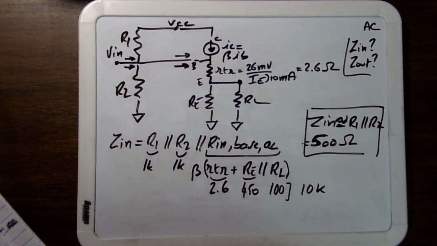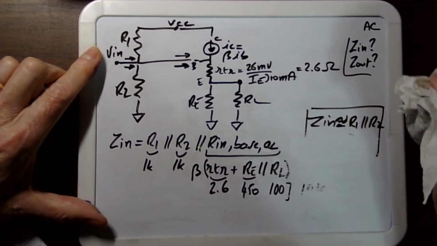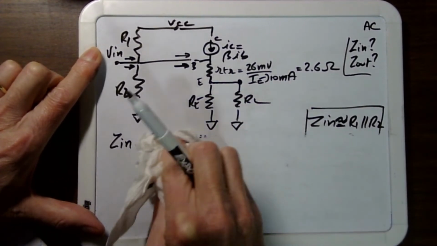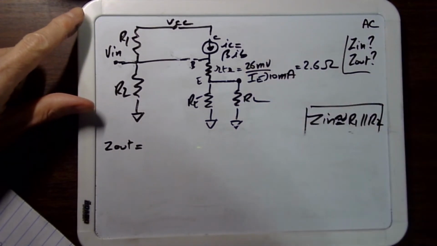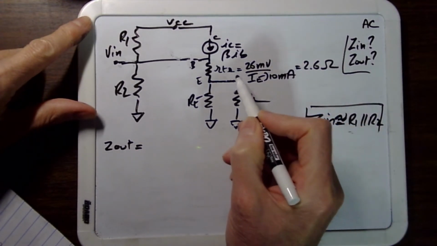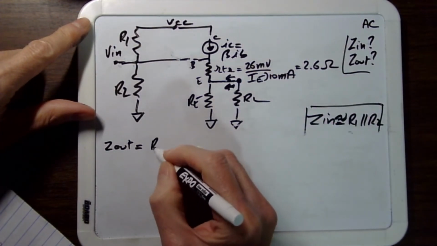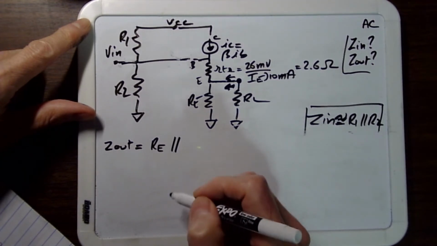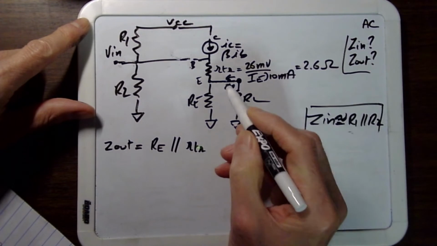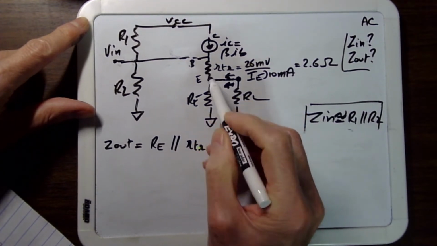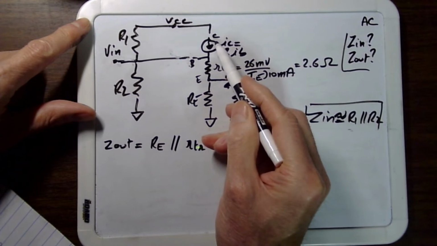We can look at Zout. Why not? So let's get rid of this. Zin is about R1 parallel with R2. Let's keep that, but let's get rid of the rest. Okay, so let's compute Zout. What is Zout? Zout is the impedance looking back this way. So it's going to be RE in parallel with RTR in parallel with whatever you see going into the emitter. This branch you don't care about because it's high impedance, you only care about this branch.